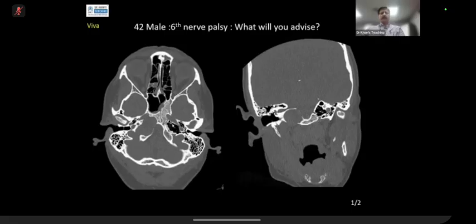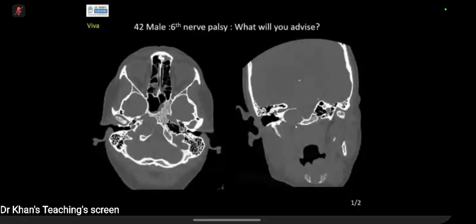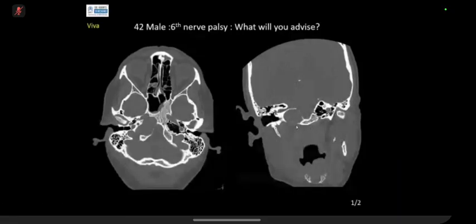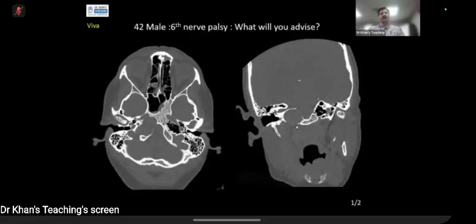Your observations are absolutely correct, but there is one finding. If you see here, this is the petrous apex on the normal side, this is the abnormal side. What is happening to the bone on the abnormal side? Oh yes, it's osteolysis and erosion of the bone. But remember, expansion. That's the key word, isn't it? Osteolysis or erosion can happen just like that.